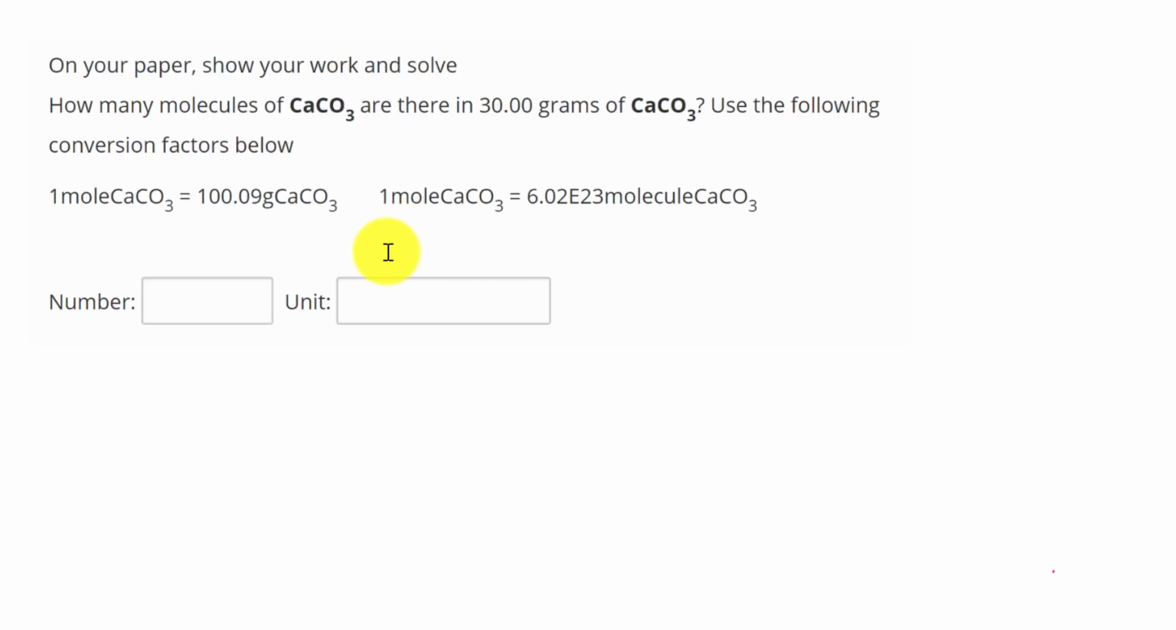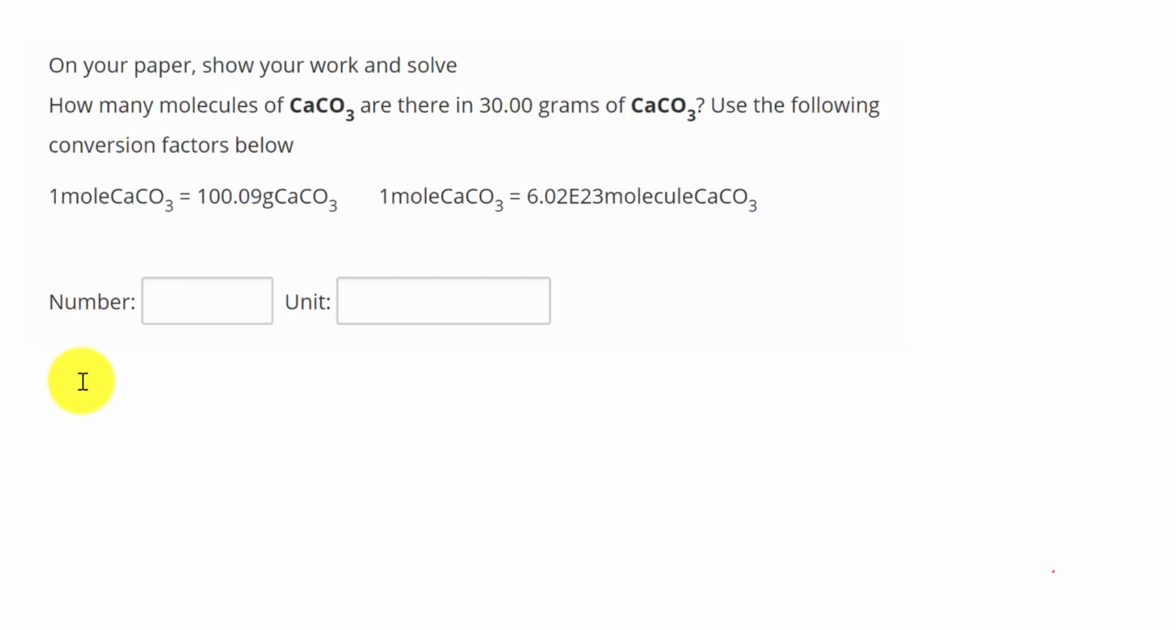In the previous lesson, we learned how to calculate and solve this type of problem using the format given online. Now, in this situation, you are going to solve this problem and you are only going to type in the answer. So I need you to show this work on paper. So let's look at this problem. How many molecules of calcium carbonate are there in 30 grams of calcium carbonate?